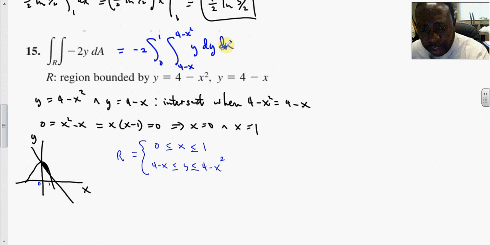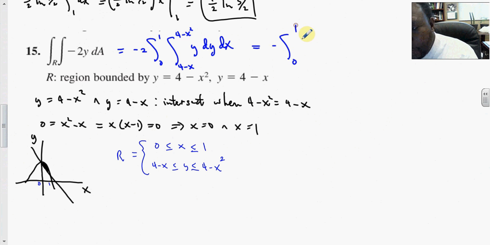And why the dx out here? Because that represents this outer integral, which the bounds for x goes from 0 to 1. So we integrate here with respect to y, so that becomes 1/2 y squared. So I'm going to cancel out this 2 with that 1/2, so I just have left a negative integral from 0 to 1. This is y squared evaluated from 4 minus x to 4 minus x squared dx.